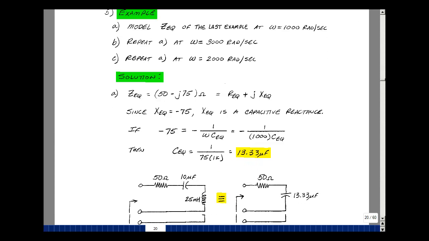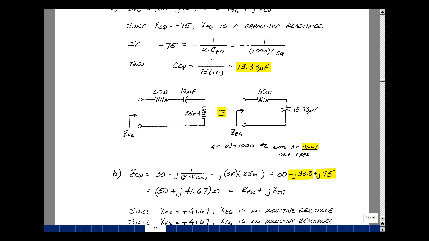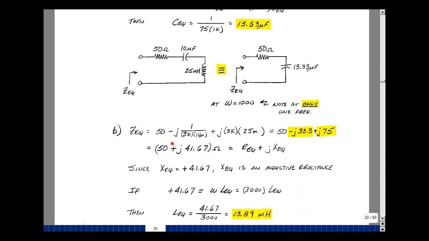What that means is that you could replace this RLC circuit with only one R and one C at 1000 radians per second, and you get the same equivalent impedance. Now let's repeat this at 3000 radians per second. So the capacitance is minus j over omega C, and that turns out to be now minus j33.3 ohms. And then j omega L, 3000 times 25 millihenries, you get a plus j75. When you add these two, I now get a positive j41.67. So that would be some equivalent reactance, but because it's positive, we could model it with an inductor.